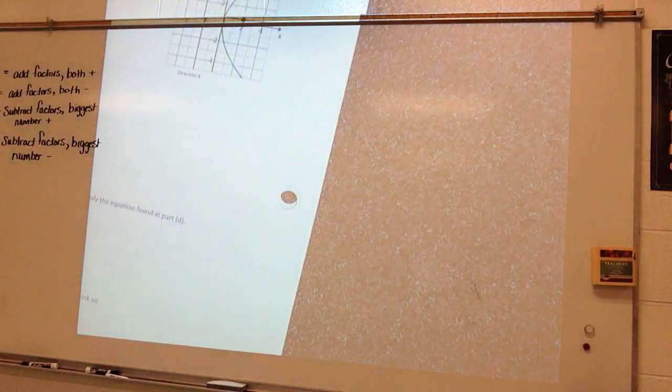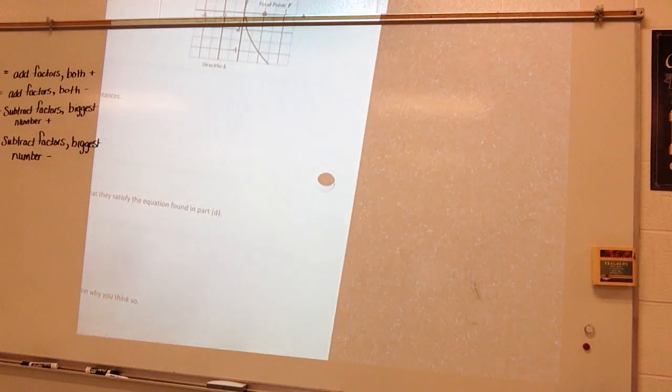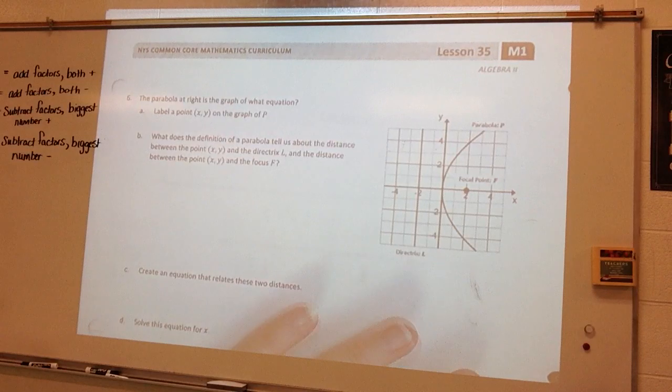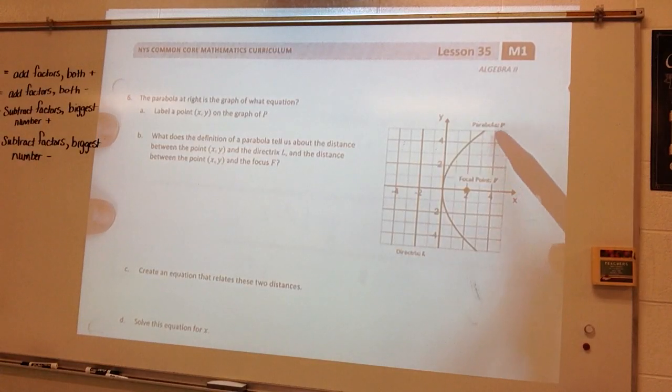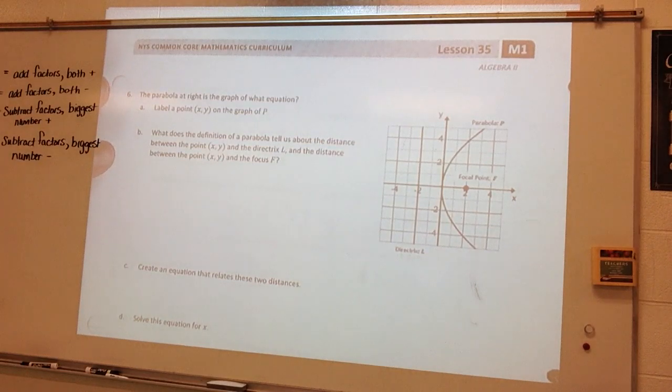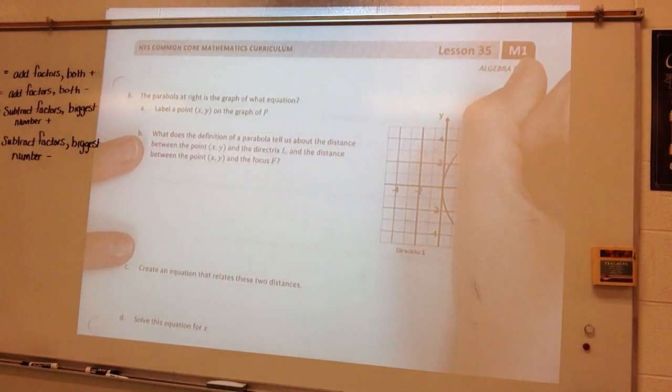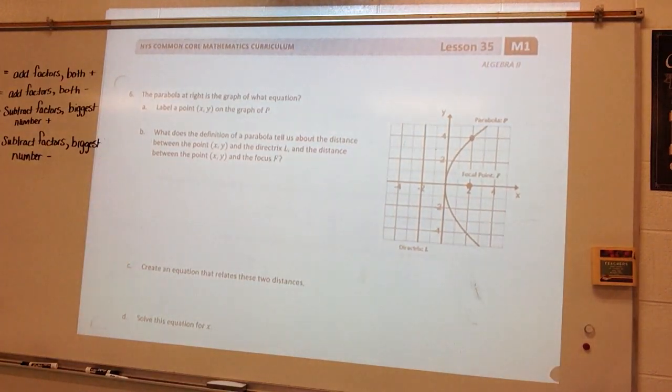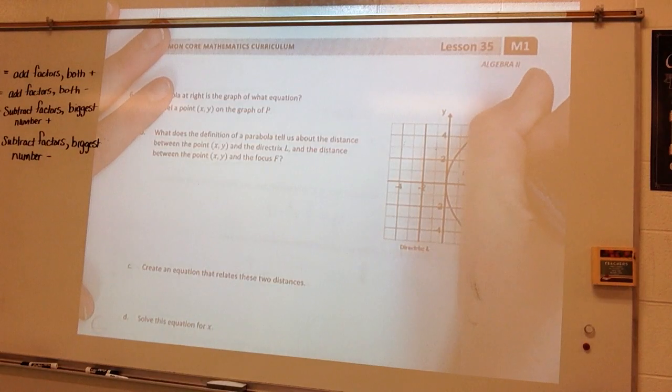Now let's look at number 6. The parabola at the right is the graph of what equation? A, label a point (x, y) on the graph of P. Our parabola is P. We are going to find a point (x, y) on that parabola. It doesn't matter what point we choose, but we'll choose this point right here, and this is (x, y).